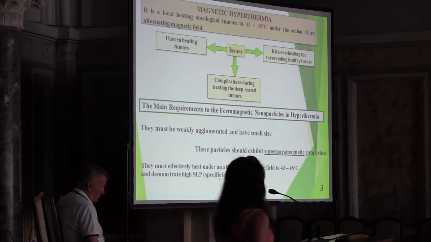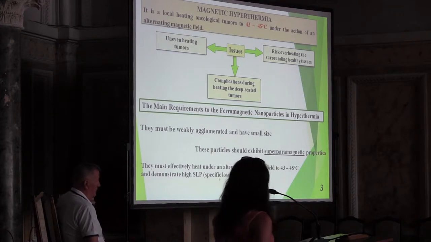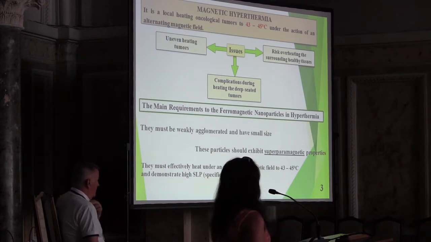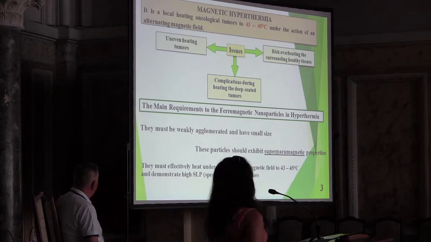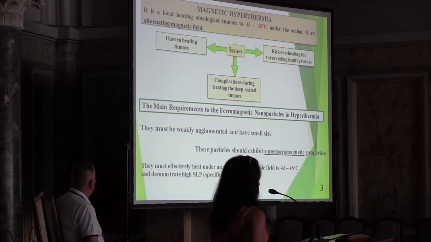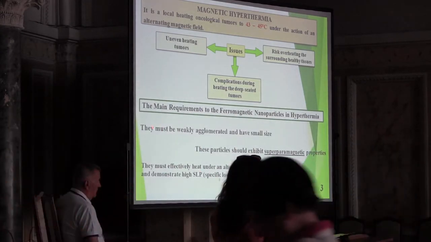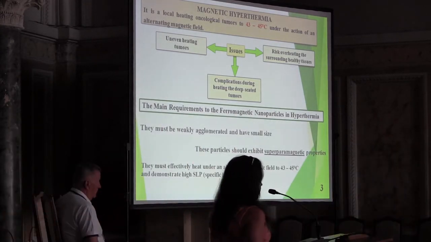In this case, magnetic nanoparticles were previously injected into the tumor, and such a tumor was affected by the magnetic field. The particles' temperature increased by the absorption of magnetic energy, and such heating was local. However, to be successfully used in hyperthermia treatment, such magnetic nanoparticles must meet some requirements, and I would like to emphasize the most important, such as they must be weakly agglomerated and have small size, approximately 15 nanometers.